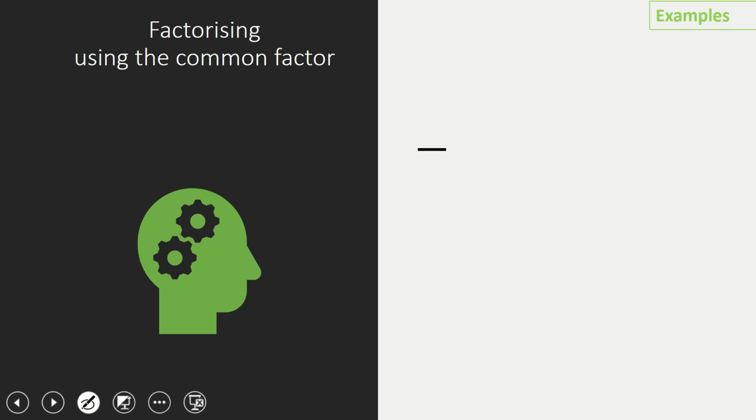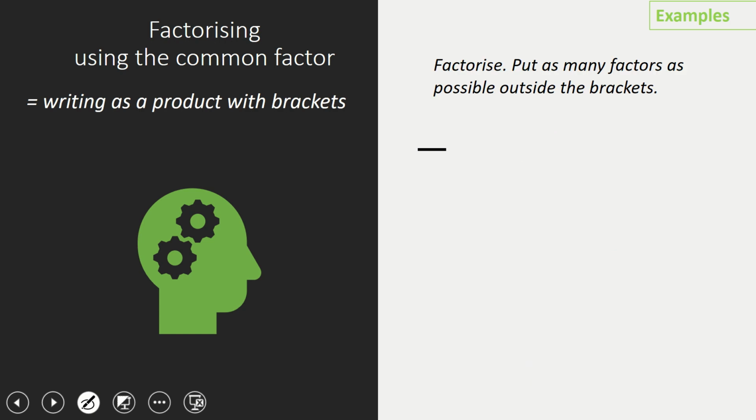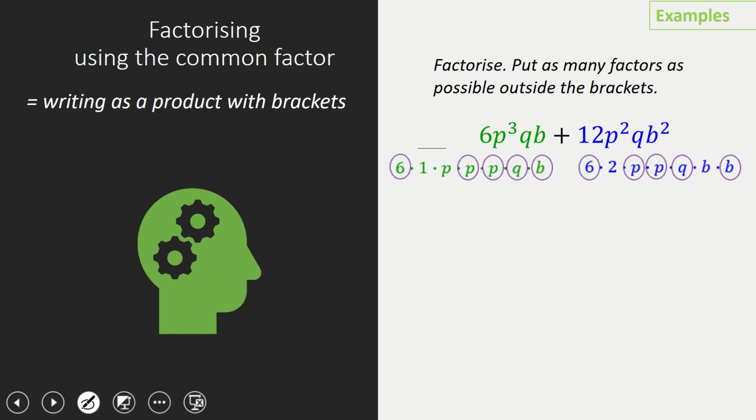So example number 2. Again, factorize, put as many factors as possible outside the brackets. So I have 6p to the power of 3 qb plus 12p squared qb squared. That's the same example as we used before. So also the same common factors as we had before.